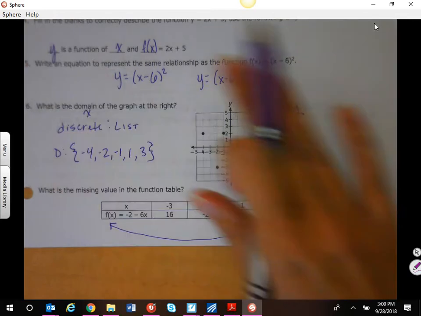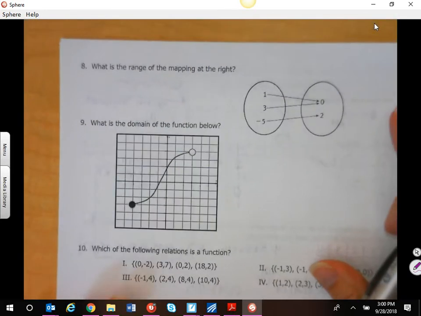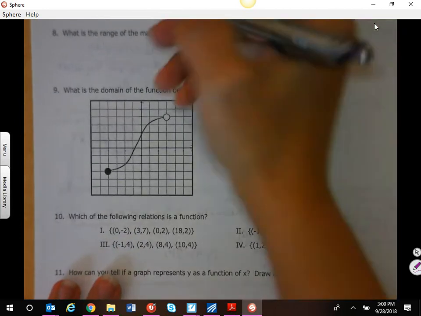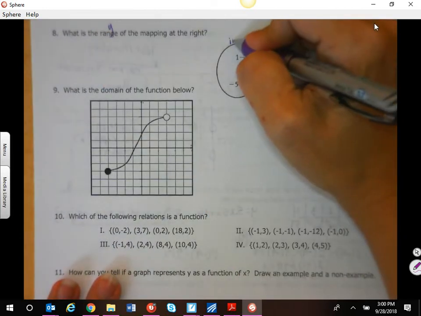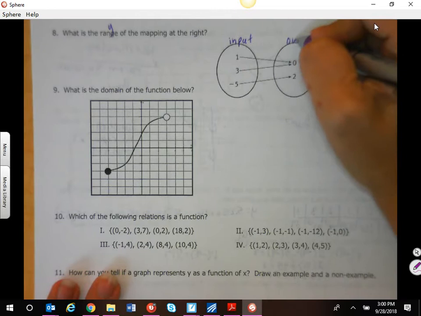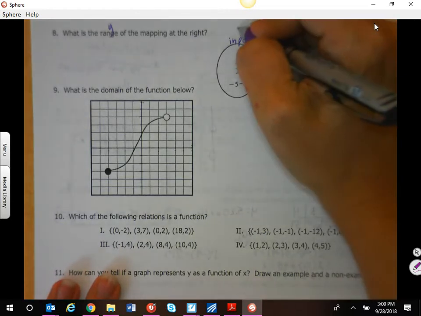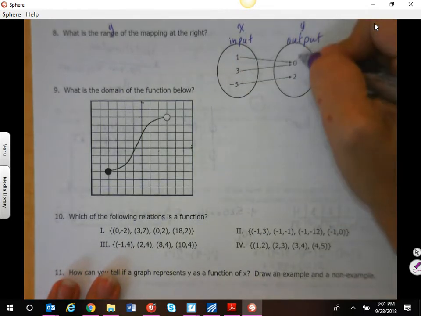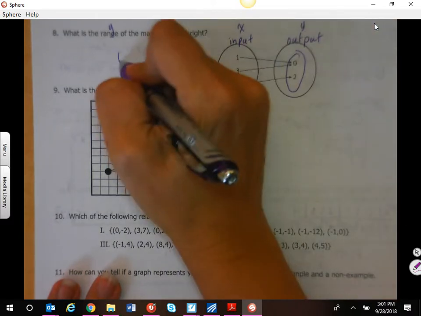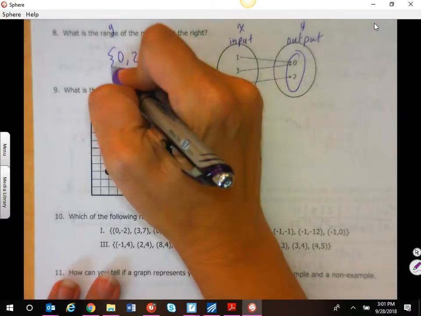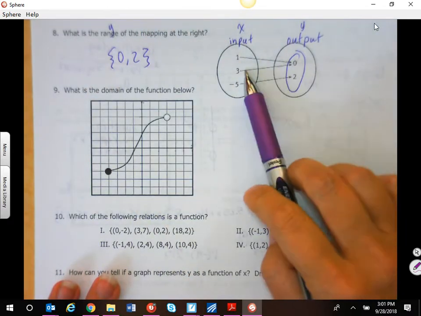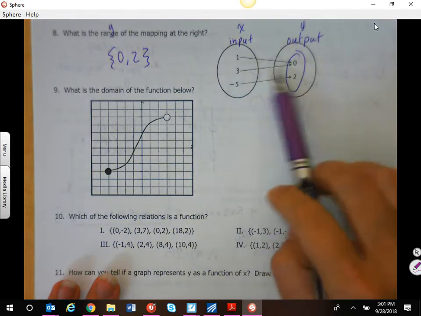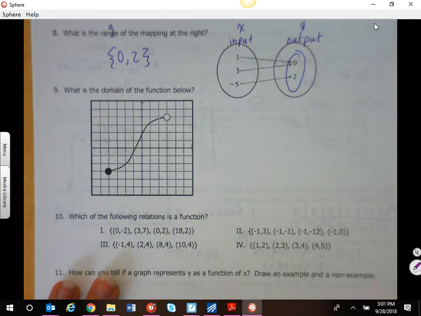On the next page, we're talking about range. Range is the same as y. And on a mapping, we have input and we have output, which is also known as x and y. So here is my range. I'm going to write 0, 2. Now this shows that if we were to list these coordinates, we would have 0 twice. But remember, we do not repeat when we list our domain and our range.